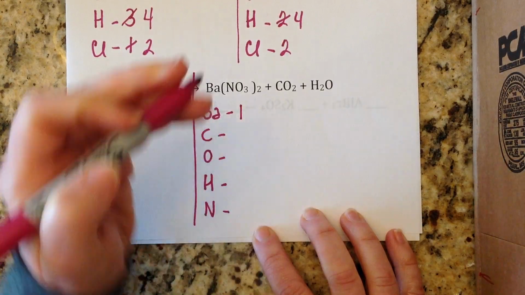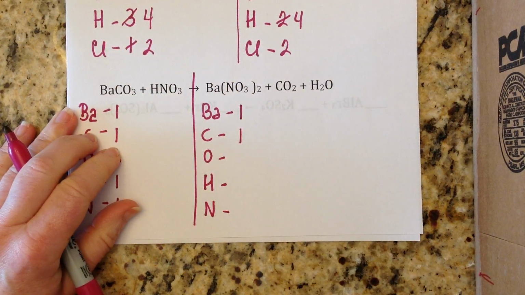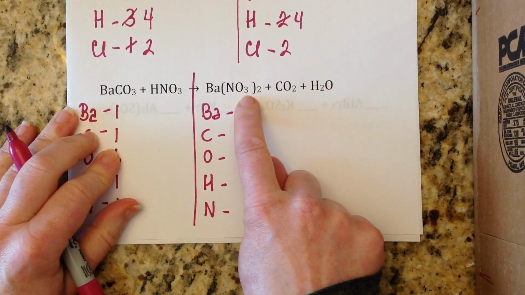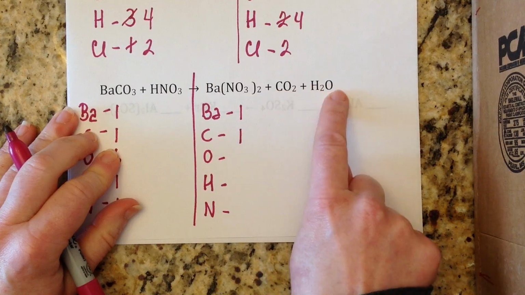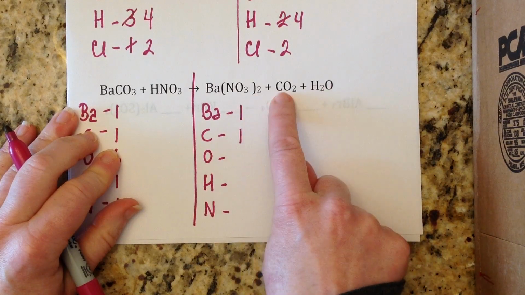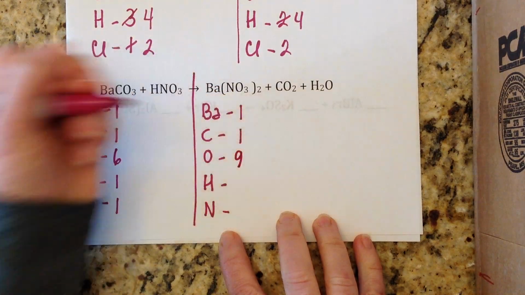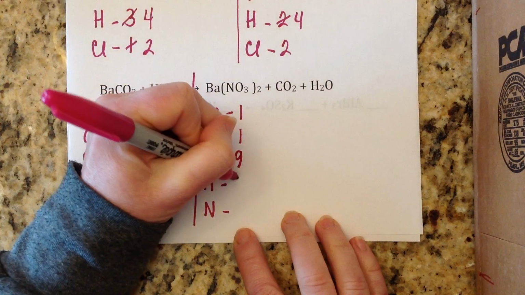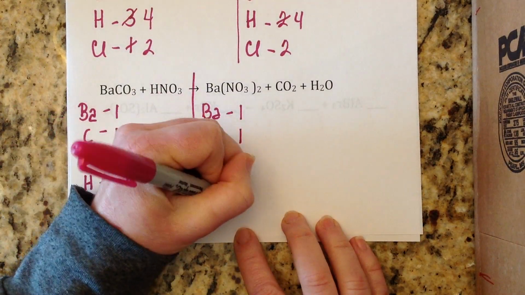I have 1 carbon. Okay, this looks like a hot mess because I have oxygen in 3 different things. I have 2 times 3, so I have 6 oxygens in this, plus 2 more, plus 1. So 6 plus 2 is 8, plus 1 is 9. I don't even want to think about that right now. I've got 2 hydrogens, and I have 2 times 1, 2 nitrogens.